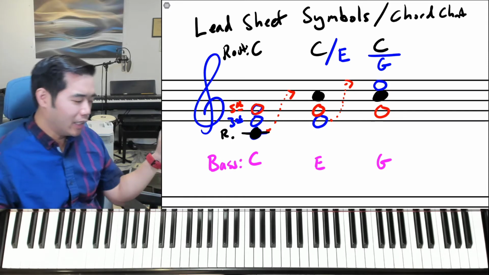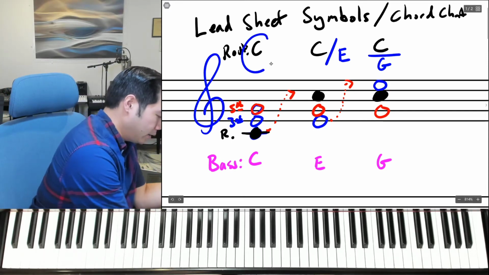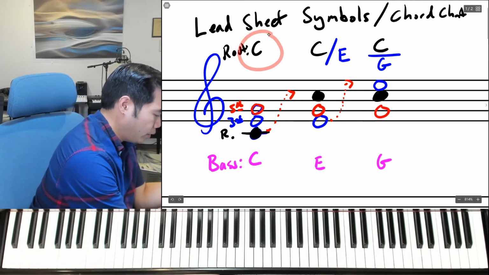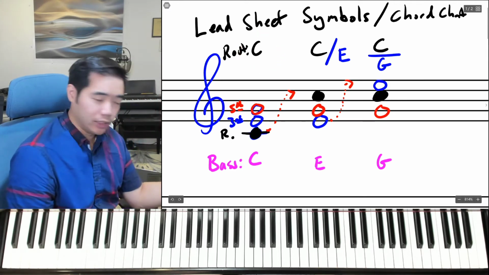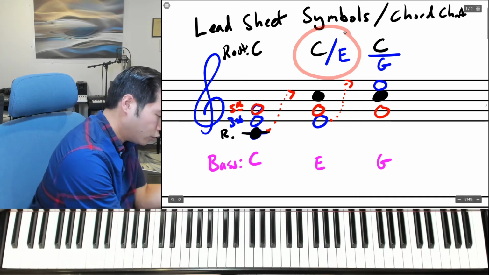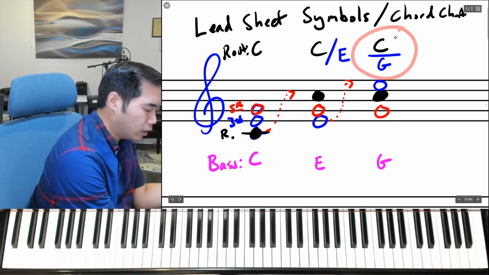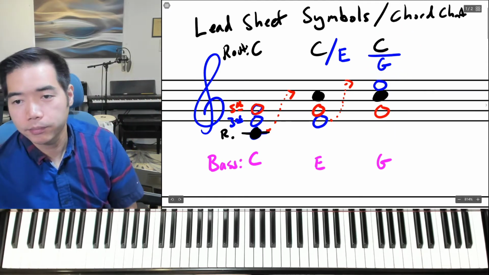So what this is telling us is that in this example here, you have a C major triad and a C major bass note. Here we have a C major triad and the bass note is E, the lowest note. Here we have a C major triad, the lowest note is G. That's all it's telling us.